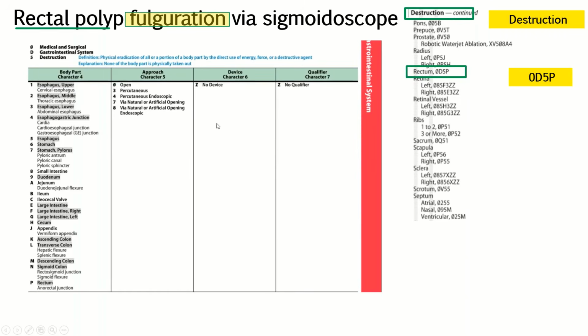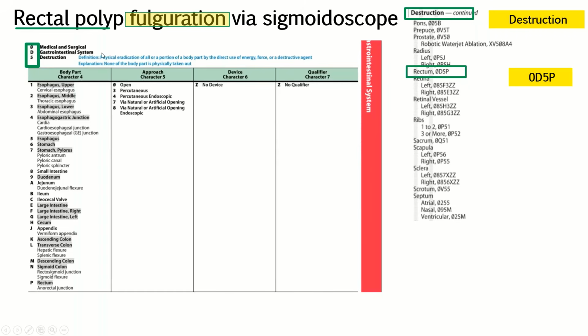We're going to look up our root operation, destruction. Destruction of what? Rectum. Yeah, destruction, not necessarily of the rectum, but in the rectum. Okay, 0D5P. And we're going to go to the corresponding table, 0D5.